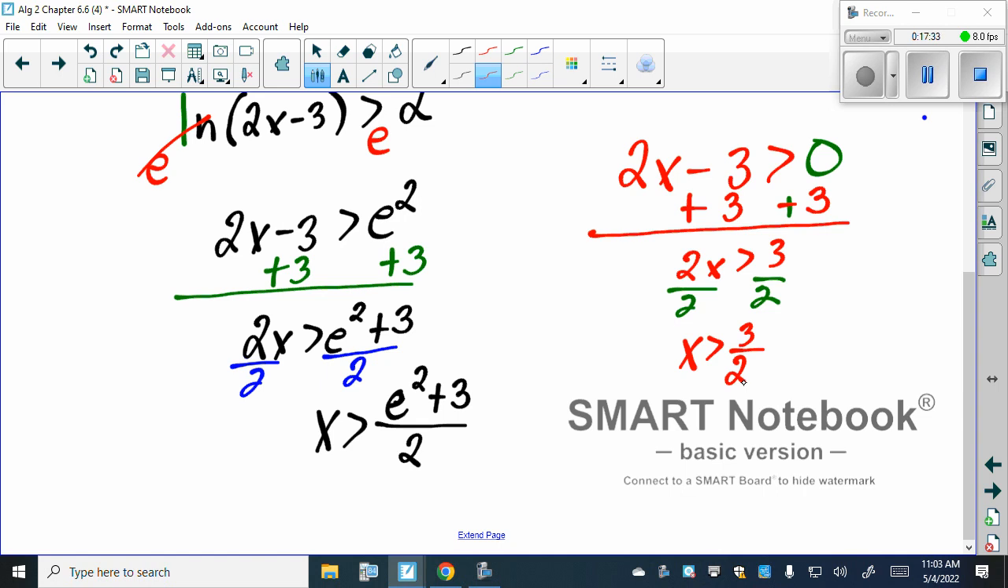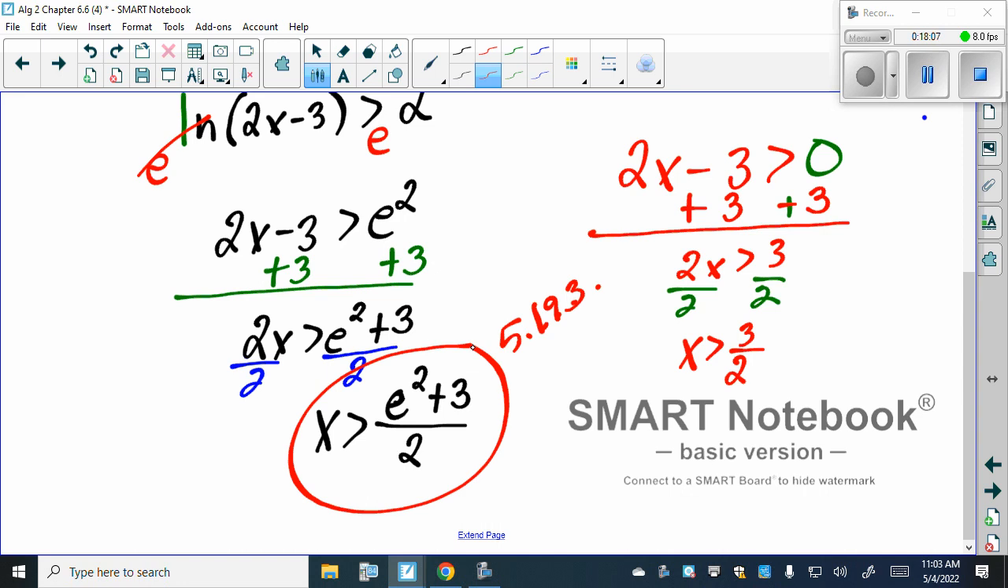Is e squared plus 3 over 2 greater than 3 halves? Yes. Because what are we adding to the numerator? So e squared plus 3 has to be greater than 3. And it's 5 point something. So it is bigger. Yep. So does it matter that x has to be greater than 3 halves? No, because x is already going to be greater than 3 halves.